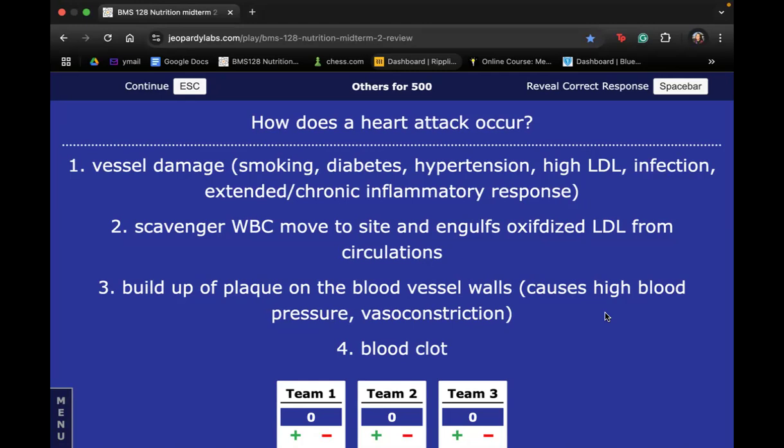Then scavenger white blood cells move to the site and engulf oxidized LDLs from circulation, and that creates plaque buildup on the blood vessel walls, which, because if there's buildup, the tunnels get smaller and smaller, and that causes vasoconstriction, which causes high blood pressure. And if all of the blood is struggling to go through, it clots, and that's when you start not getting oxygen delivered to your heart or your brain, depending on where the blood clot occurs. And that's what causes a heart attack or a brain aneurysm.